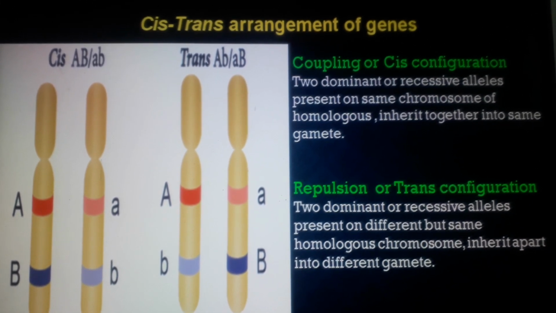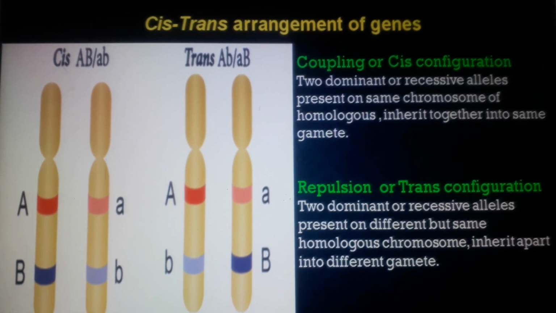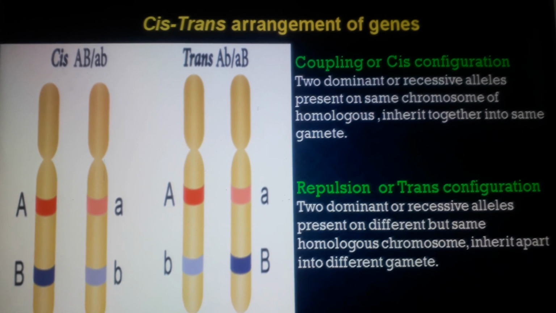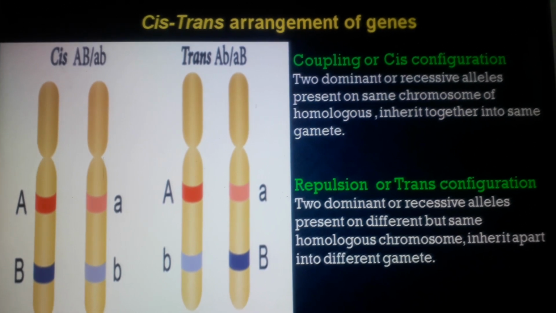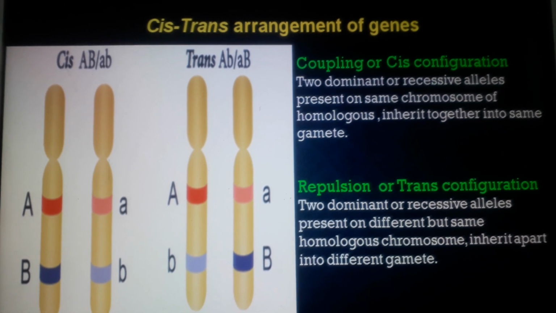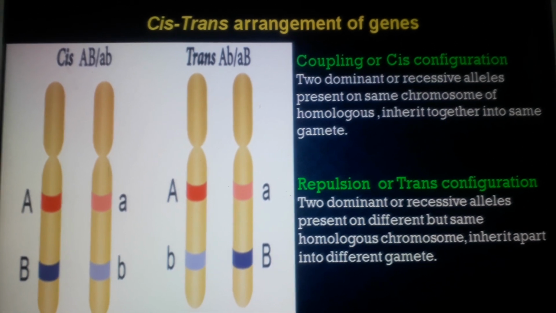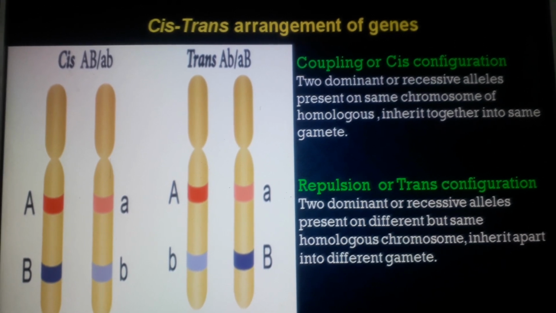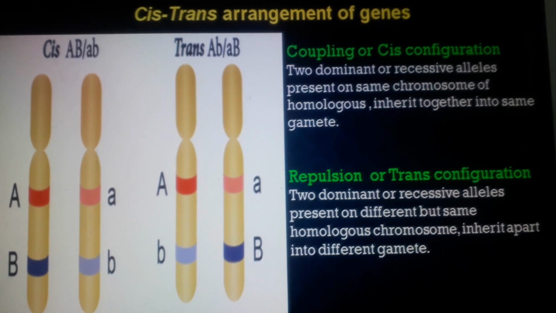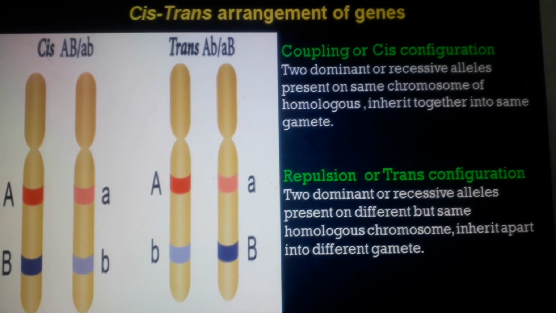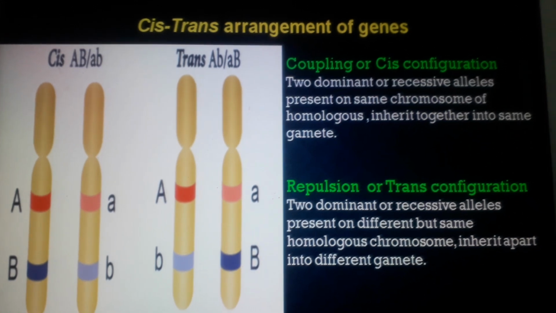See, the genes are there in a chromosome. The genes may sometimes be inherited together. That is called coupling. The genes may also repel each other. That is called repulsion.